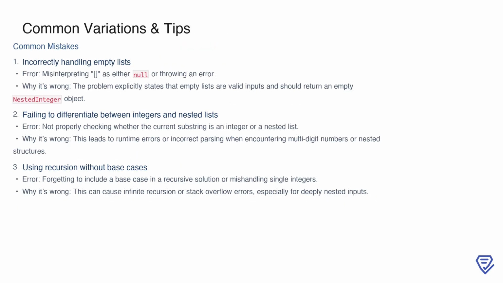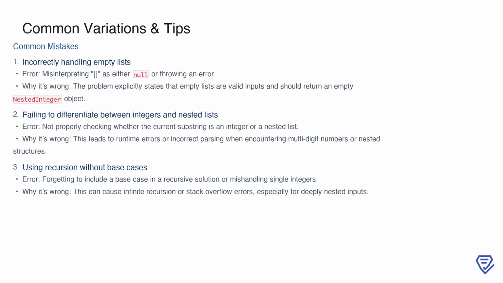When tackling this problem, there are several common mistakes to watch out for. First, incorrectly handling empty lists is a frequent issue. Some solutions mistakenly interpret [] as null or throw an error, but this is incorrect because the problem specifies that empty lists are valid inputs. In these cases, you should return an empty nested integer object.